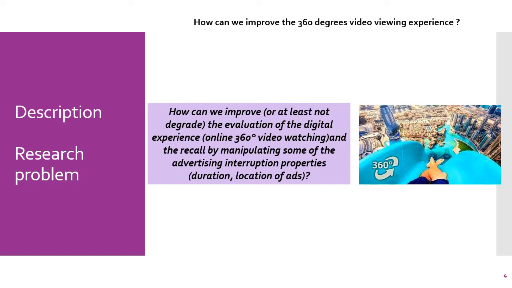And also, how can we enhance ad recall, so people can memorize the ads if we insert some ads in these videos? So we want to question if, for example, some ads with a specific duration or a specific location, for example, an ad in the beginning or in the middle, may harm less or may be perceived as being less intrusive for the final user. So the idea is really to understand how we can find the balance between the user needs and the managerial needs.